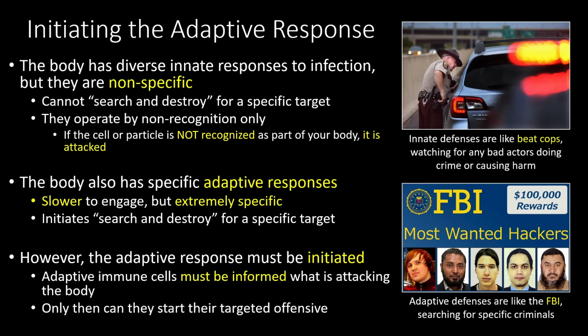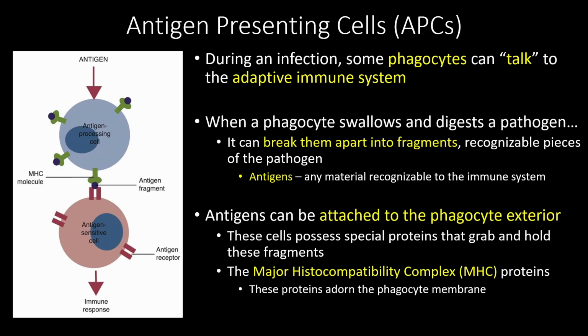The adaptive immune system is so much more targeted. It's almost more like the FBI, where you have specific criminals that you are looking for. So like, here's a wanted poster for the most wanted hackers. Here's a big reward over here. This is because they have the information that says these are the culprits to specific crimes. And so they're creating a very coordinated effort now to hunt down and, in this case, capture, but in our immune system, kill these bad actors.